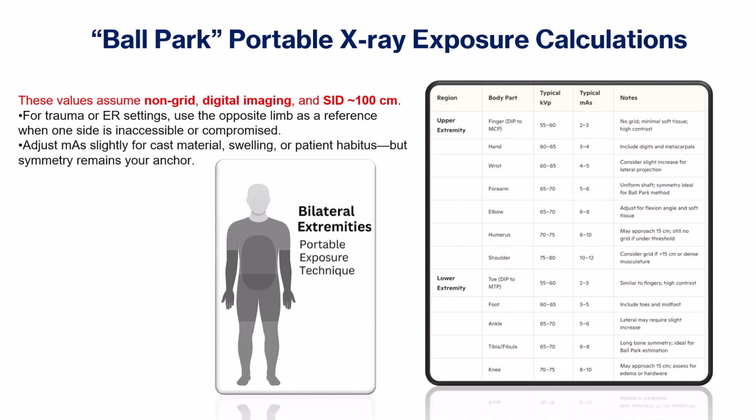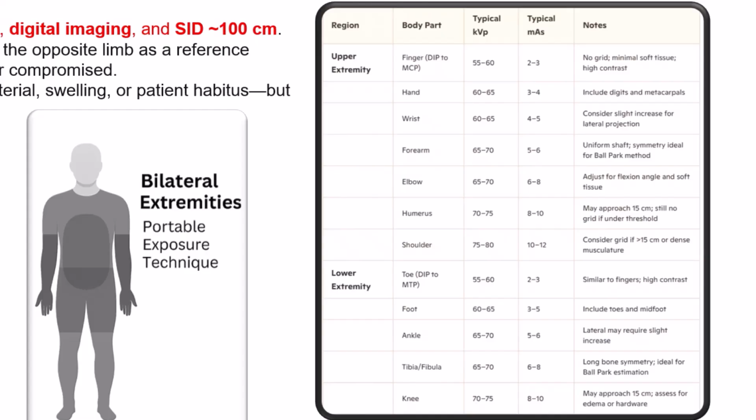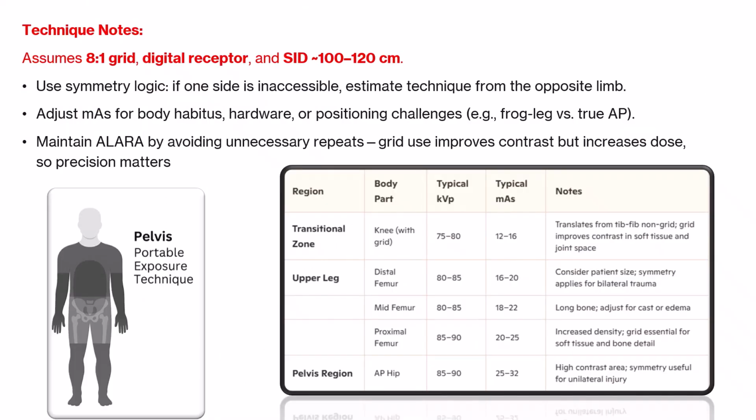Let's take a look at how to do ballpark portable exposure calculations. We'll begin by looking at the extremities. These values assume non-grid, digital imaging, and an SID of about 100 cms or 40 inches. After getting an extremity, you can easily calculate how to shoot a thicker part such as an abdomen or spine. We're going to assume you're using an 8:1 grid because anything higher will require more radiation and not really provide any more cleanup.